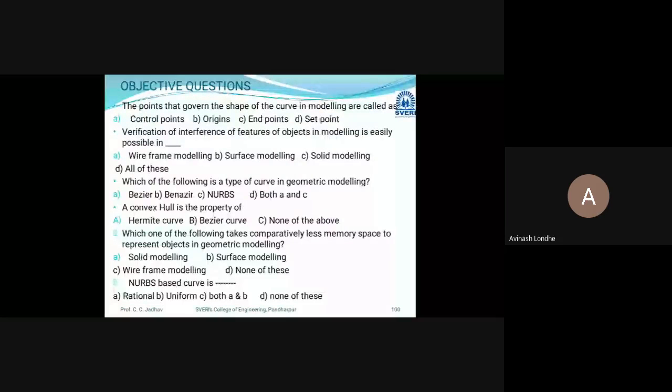Which one of the following takes comparatively less memory space to represent objects in geometric modeling? Solid, surface, wireframe, or none of these? In which modeling type does it take less memory space? Solid, wireframe, or surface?